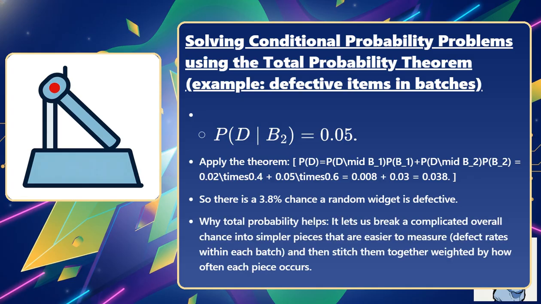Why does total probability help? It lets us break a complicated overall chance into simpler pieces that are easier to measure, defect rates within each batch, and then stitch them together weighted by how often each piece occurs.